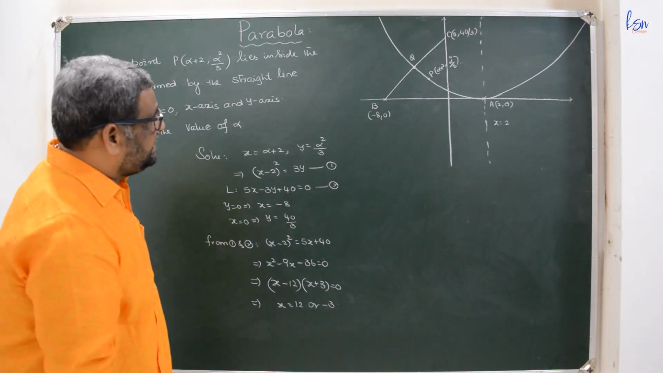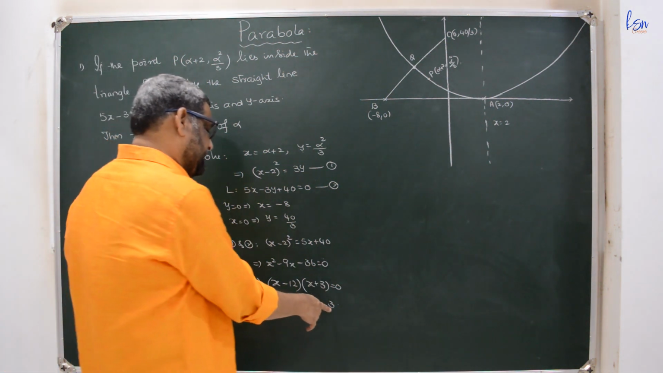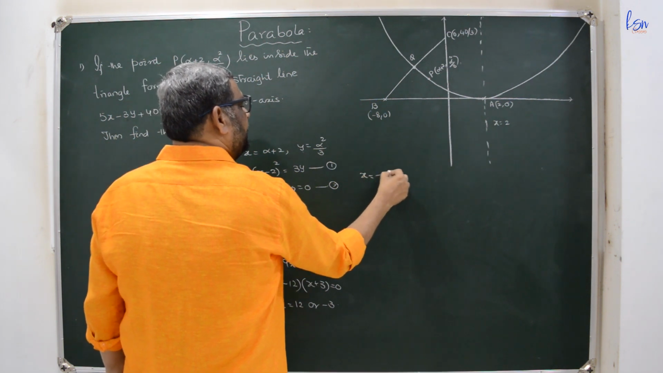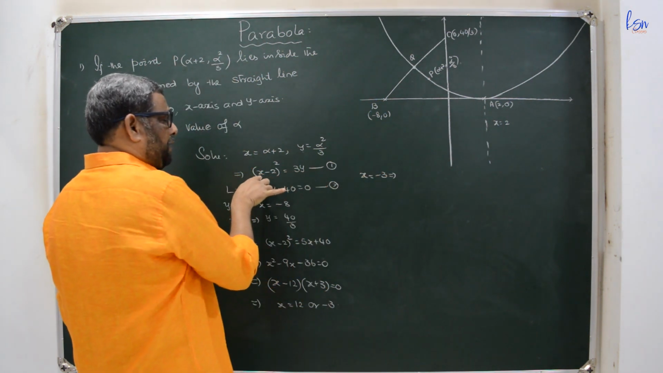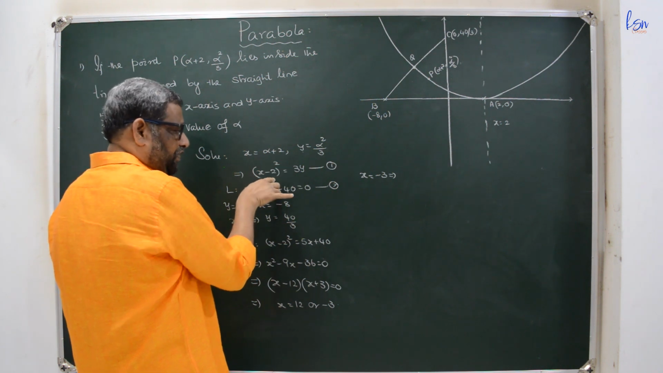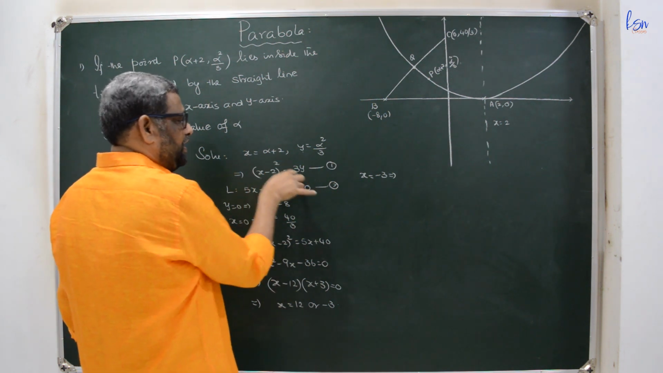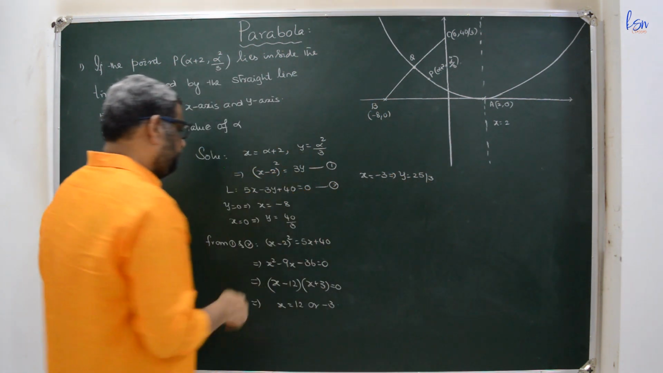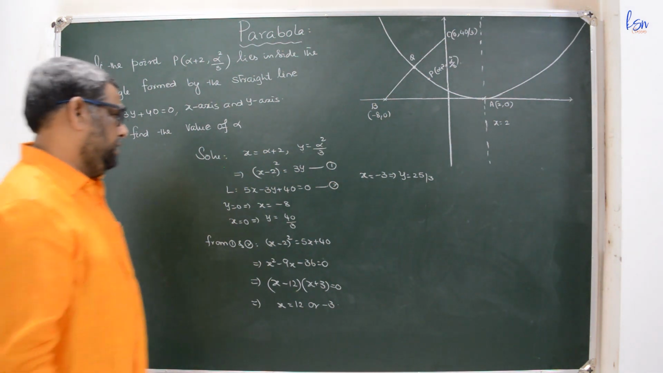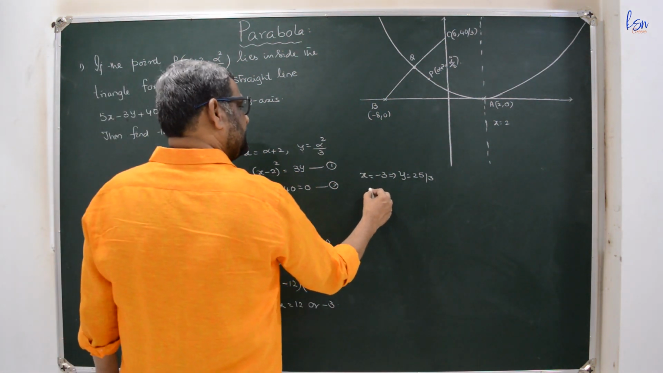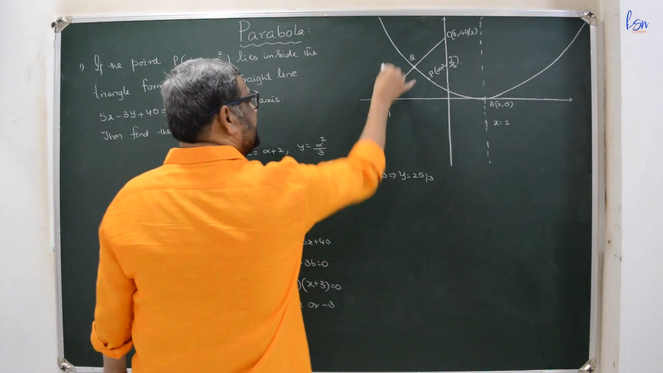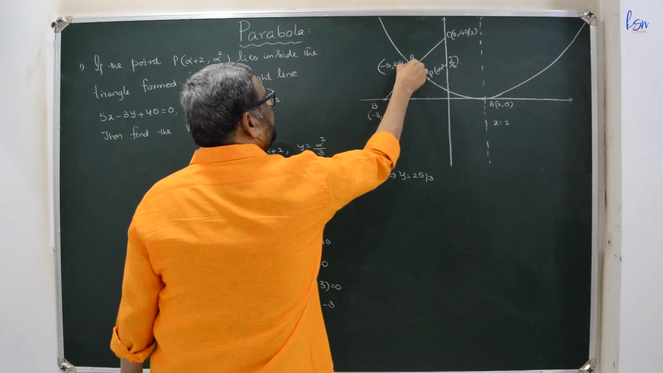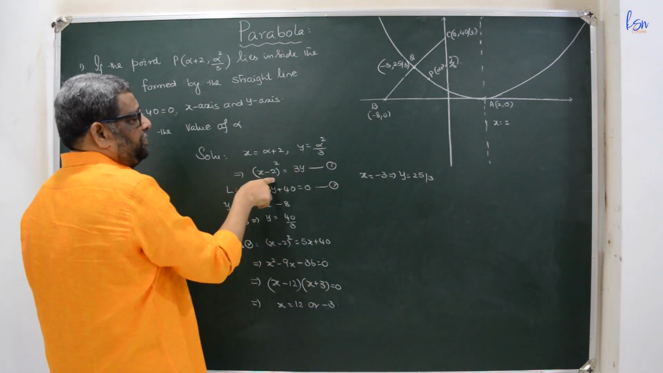From the figure it is clear that Q is in the second quadrant. So let us consider x is equal to minus 3. x is equal to minus 3 implies y equal to (minus 3 minus 2) whole square by 3, minus 5 whole square, 25 by 3. So y equal to 25 by 3. Now the point Q is equal to (minus 3, 25 by 3).